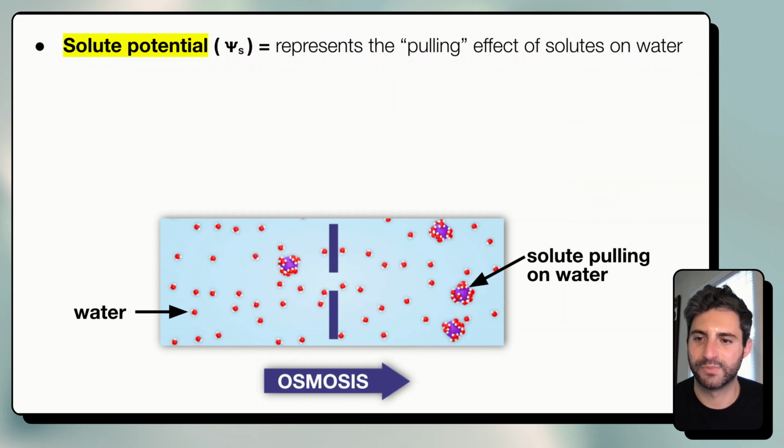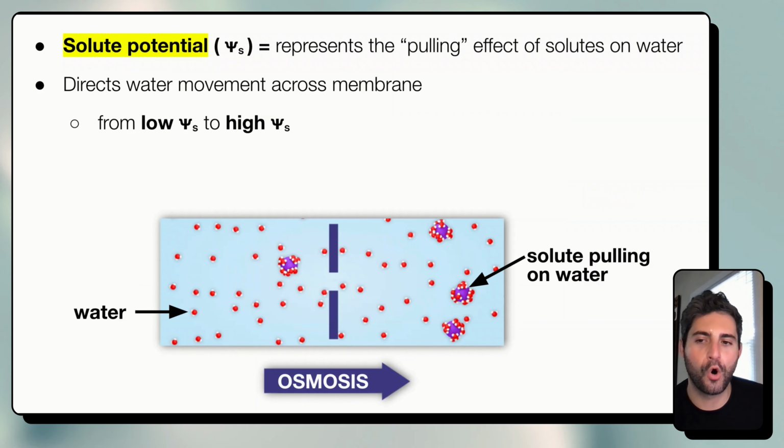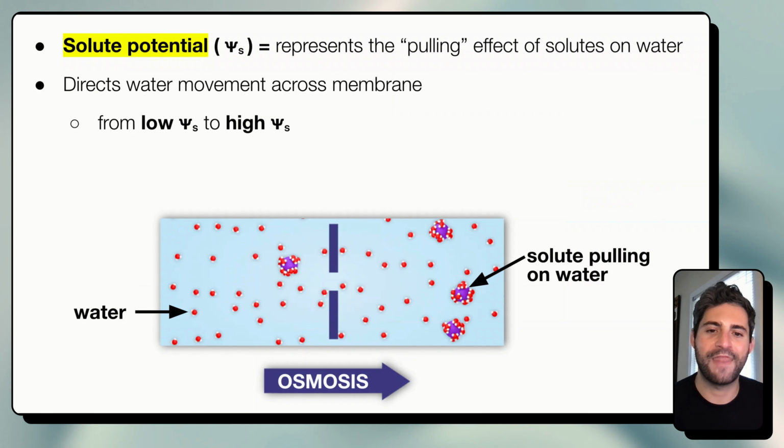When we write solute potential, we use the symbol psi sub s to represent that. And a solute potential just represents the pulling effect of solutes on water. It's what directs the movement of water across the membrane. And the direction of water movement will always be from an area of low solute potential with fewer solutes to an area of high solute potential with more solutes. And that's a bit counterintuitive, but remember, water is moving towards the area where the solute concentration is higher.